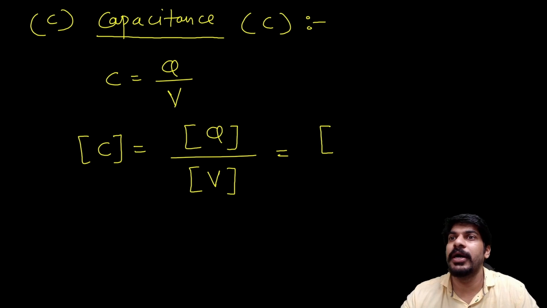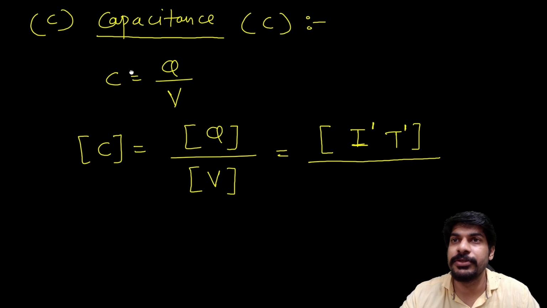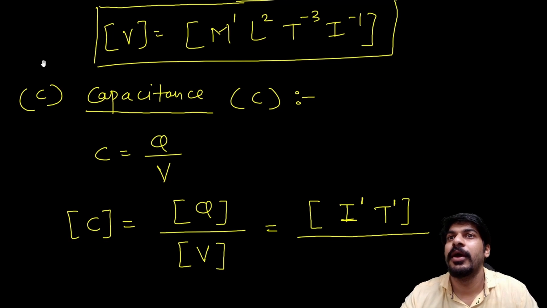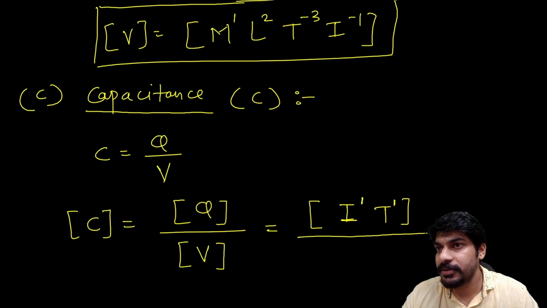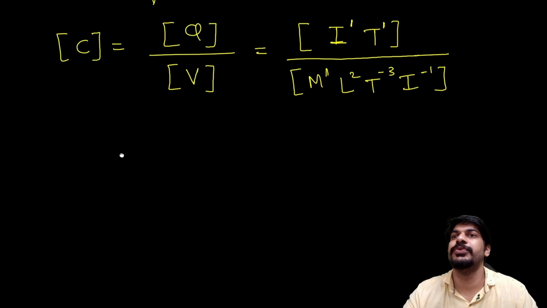Dimensions of Q are nothing but I1 and T1, isn't it? And we have just found out the dimensions of V over here. As you can see, here it is M1 L2, right? I can write here M1 L2 T minus 3 I minus 1, isn't it? Okay, now let's move on.